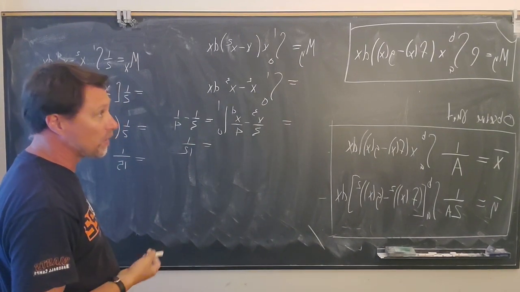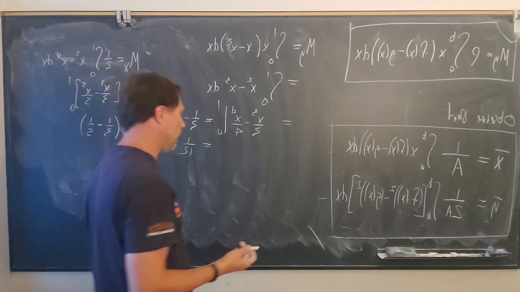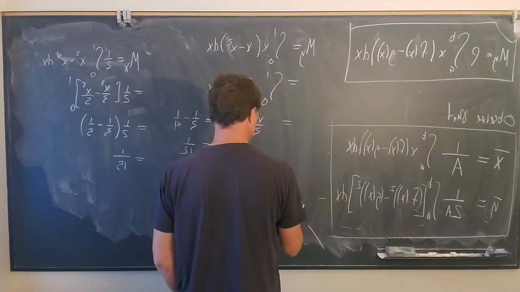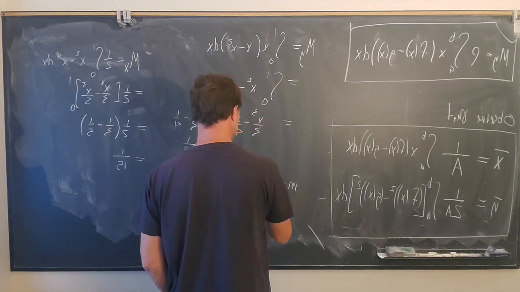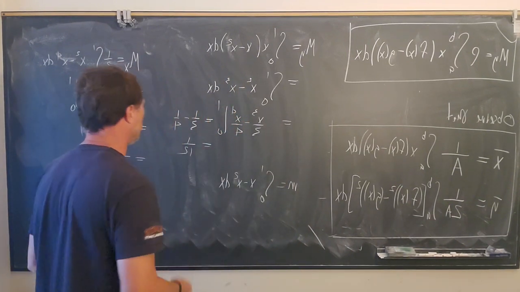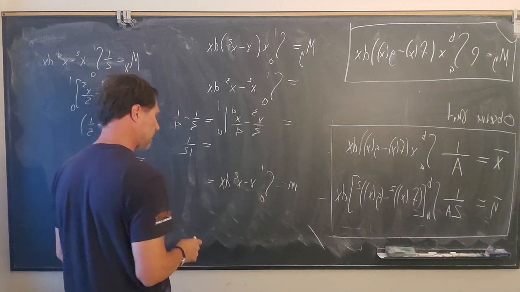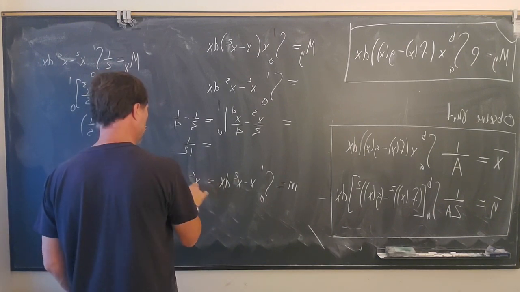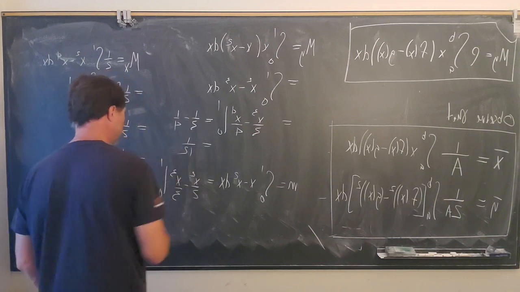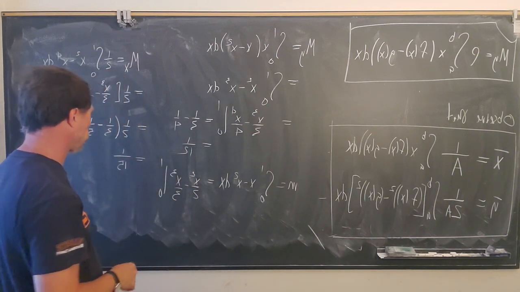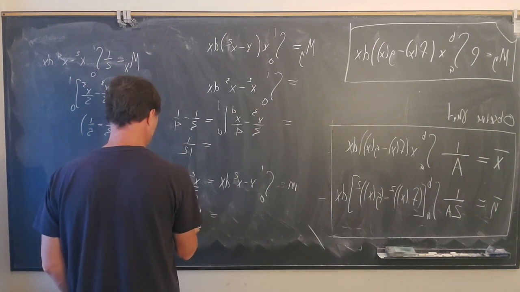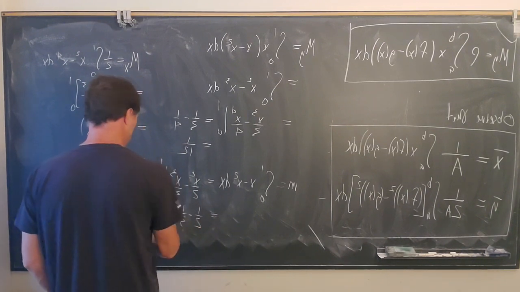And then the last thing we need is the mass, or the area. So m is going to be integral from 0 to 1 of top function minus bottom function. And that's equal to x squared over 2 minus x cubed over 3, going from 0 to 1, which is 1/2 minus 1/3, which is 1/6.